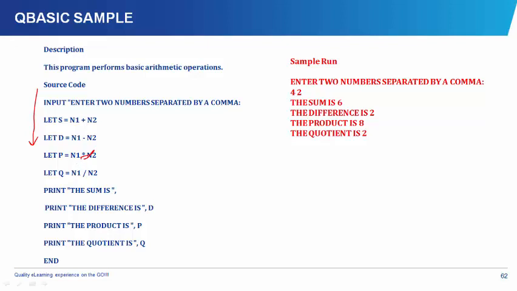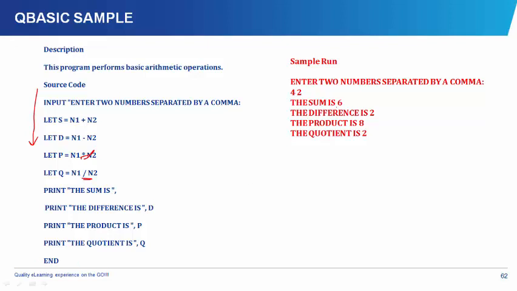And you see Q = N1 / N2. Division is denoted by the slash. You now see the code that says PRINT the sum is S. See the next code says PRINT the difference is D. The third code says PRINT the product is P. And you see the last line says PRINT the quotient is Q, with the last line saying END.